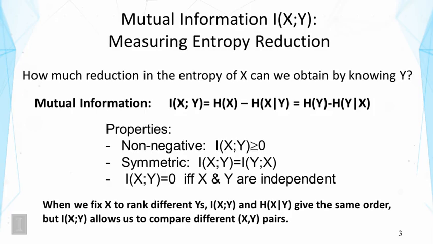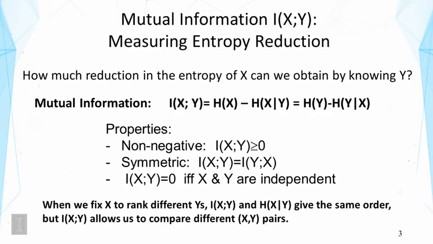The third property is that it reaches its minimum, zero, if and only if the two random variables are completely independent. That means knowing one of them doesn't tell us anything about the other. And this last property can be verified by simply looking at the equation above. It reaches zero if and only if the conditional entropy of x given y is exactly the same as the original entropy of x. So that means knowing y did not help at all. And that's when x and y are completely independent.